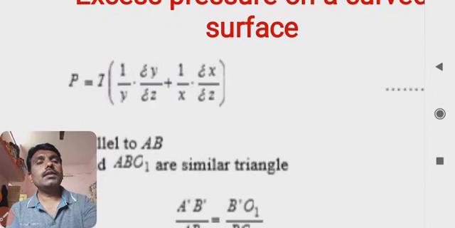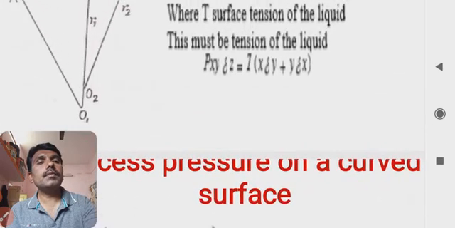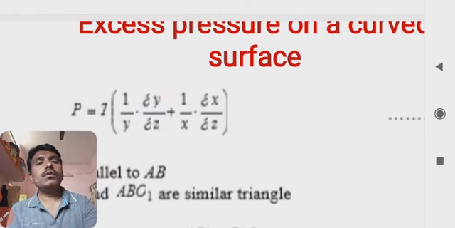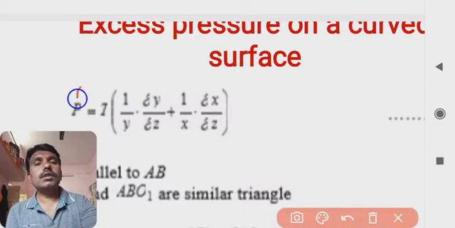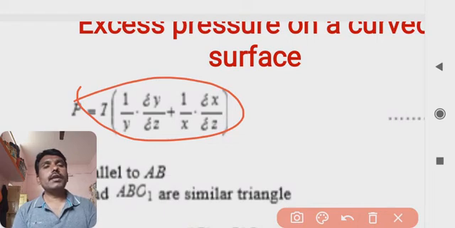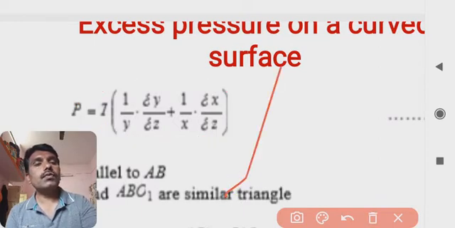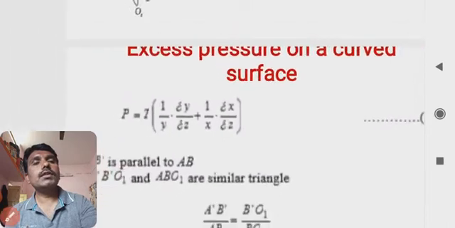So if you rearrange this, you will find this relation. आणि T कॉमन ॲज इट इज T मल्टिप्लाइड म्हणून P इज इक्वल टू T into 1 by y into del y by del z plus 1 by x into del x by del z is to be there. So this is what the case where we can see the new excess pressure is to be there.